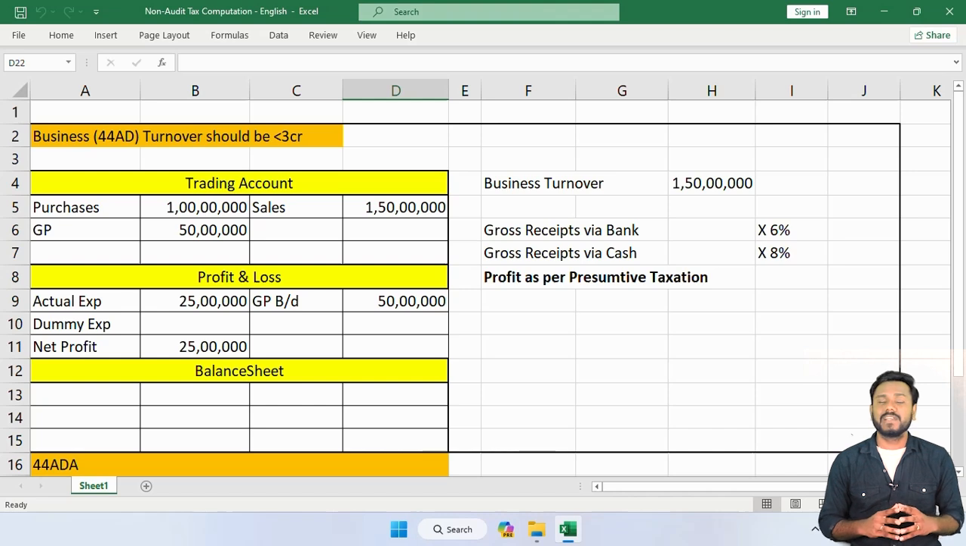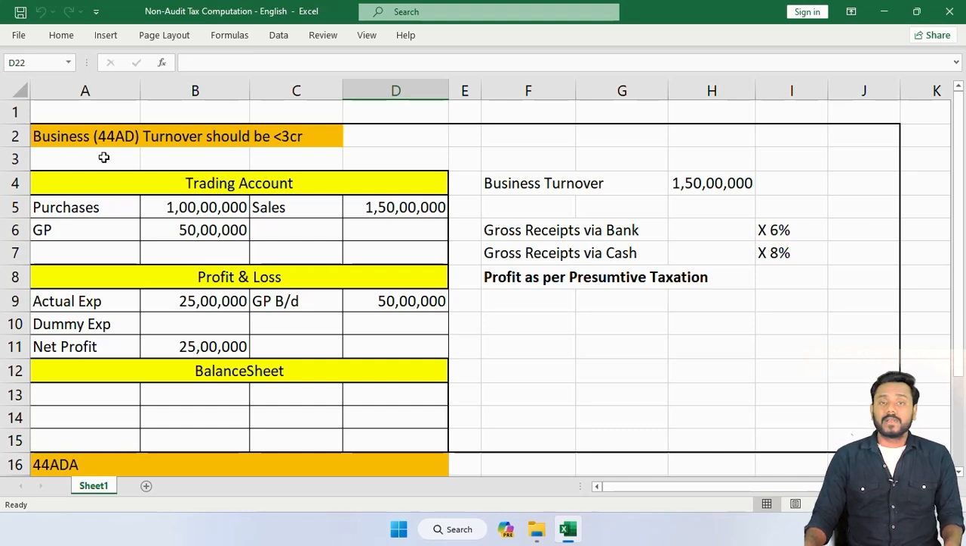But there are some eligibility criteria. Who is eligible for this presumptive taxation scheme? If you are running a business, as per Section 44AD, if your business annual aggregate turnover is less than 3 crore, you will be eligible for the presumptive taxation scheme. But make sure companies and LLPs are not eligible for this scheme. Only individuals and partnership firms will be eligible for this presumptive scheme.